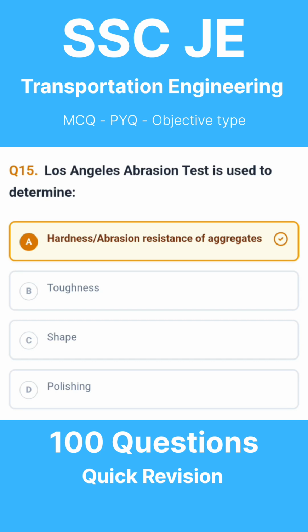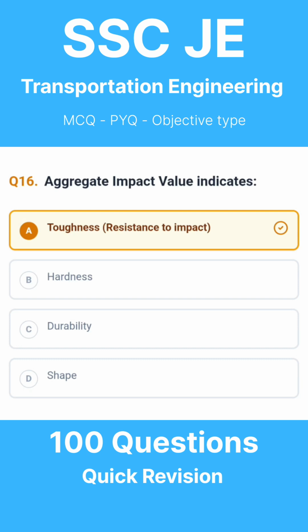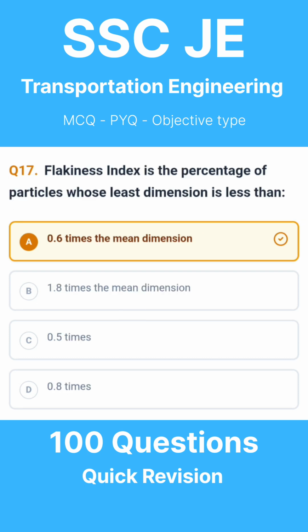Question 15. Los Angeles abrasion test is used to determine. The correct answer is hardness, abrasion resistance of aggregates. Question 16. Aggregate impact value indicates. The correct answer is toughness, resistance to impact. Question 17. Flakiness index is the percentage of particles whose least dimension is less than. The correct answer is 0.6 times the mean dimension.